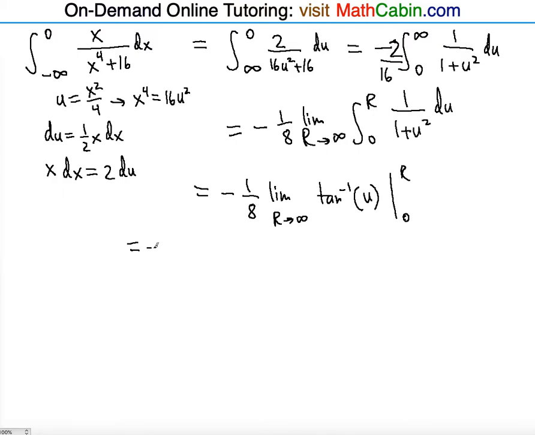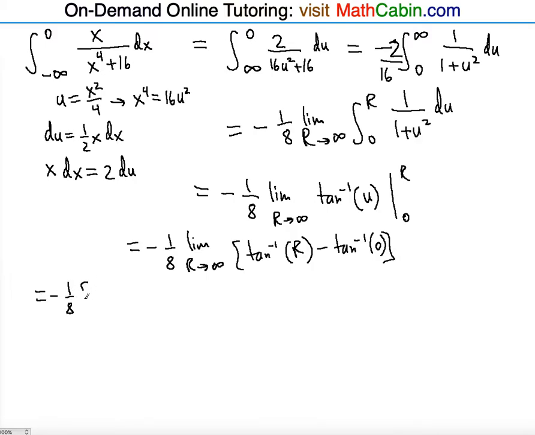So now let's see, this is going to give us negative 1/8 times the limit as r approaches infinity of arctan of r minus arctan of 0. So now we can plug in the infinity: arctan of infinity minus arctan of 0.